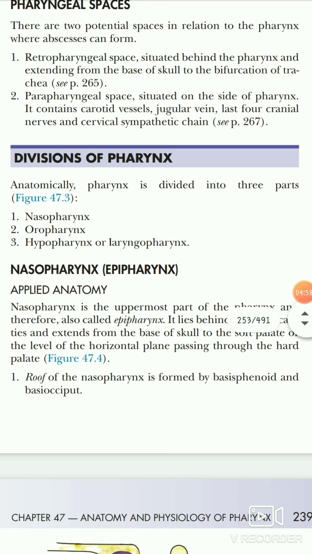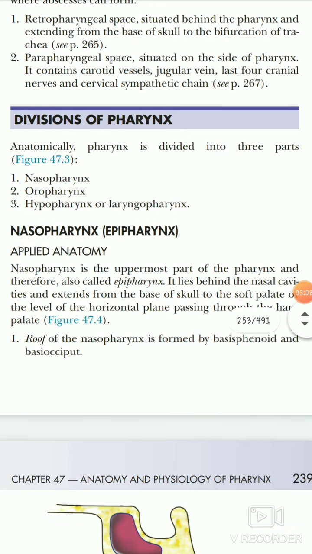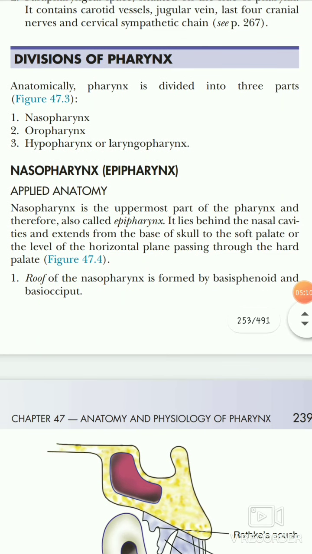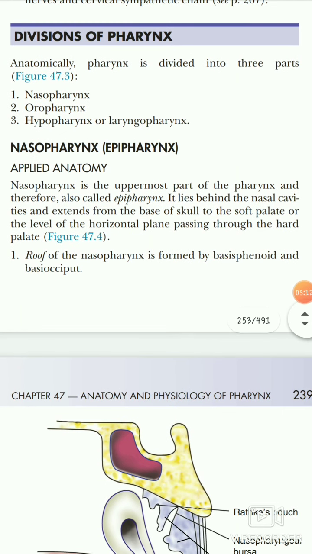Divisions of pharynx. Anatomically, pharynx is divided into three parts: nasopharynx, oropharynx, hypopharynx or laryngopharynx. Nasopharynx or epipharynx. Applied anatomy. Nasopharynx is the uppermost part of the pharynx and therefore it is called epipharynx. It lies behind the nasal cavities and extends from the base of the skull to the soft palate or the level of the horizontal plane passing through the hard palate.